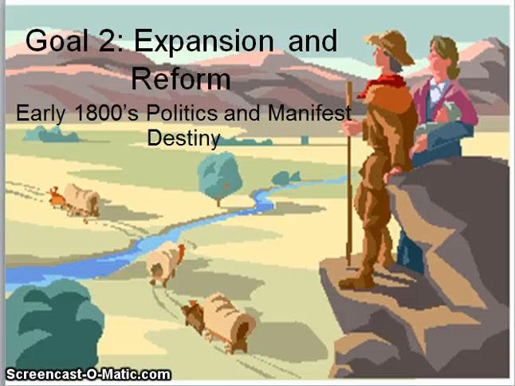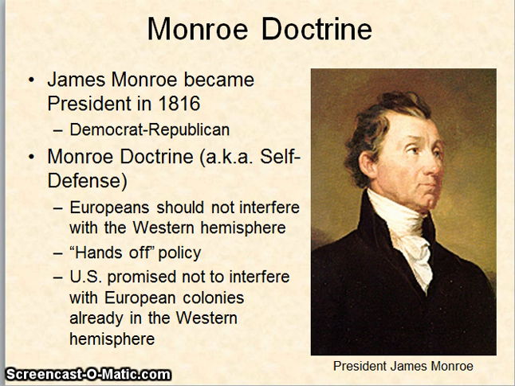So we're going to look at goal 2, expansion and reform. In this goal, what you look at is the politics of the early 1800s. So we look at a new foreign policy, which is going to be the Monroe Doctrine. We look at a couple of compromises that are going to be made on slavery versus free states. And we're going to look at manifest destiny, the U.S. expanding westward. So the first thing we're going to look at is our foreign policy called the Monroe Doctrine.